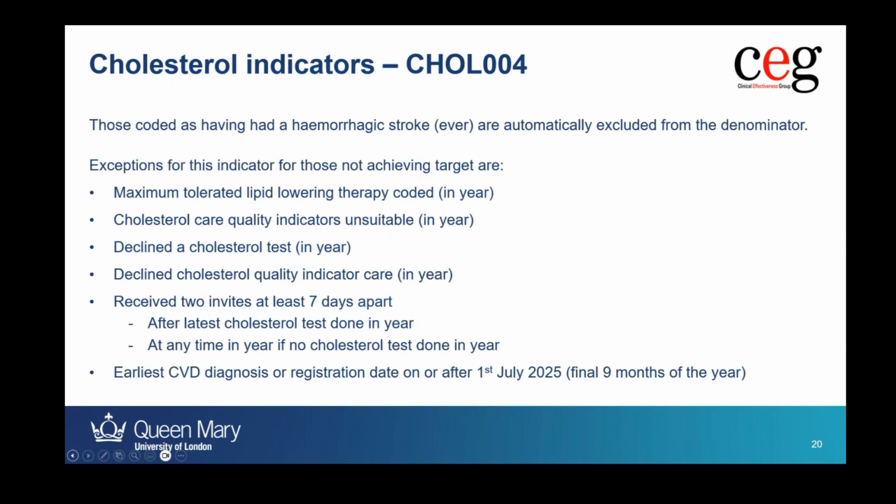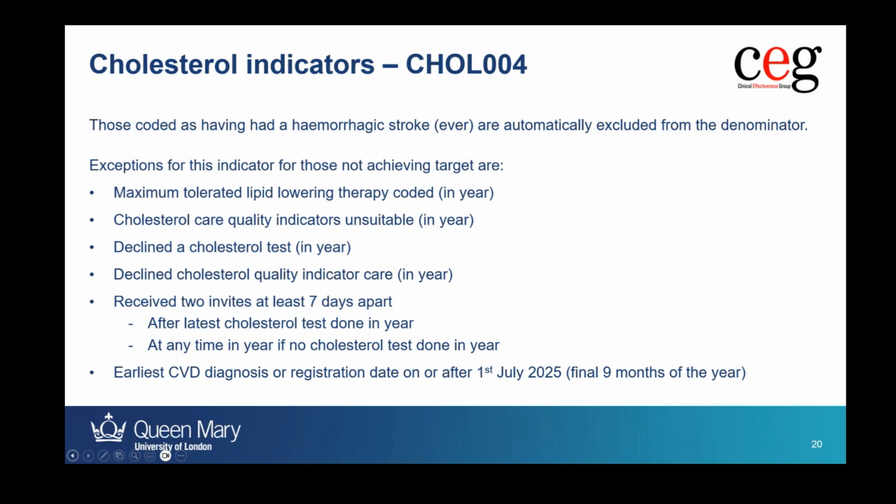There are some similar exceptions for this one, but an important thing to note for this indicator is that if patients are coded as having a hemorrhagic stroke ever, they are actually not included in the denominator for this. And the way the business rules are written at the moment is this is being looked at before it even checks to see whether they've achieved the indicator. So even if they do have an LDL of under 2, at the moment, if they've had a hemorrhagic stroke ever, they wouldn't actually be included in the denominator at all.